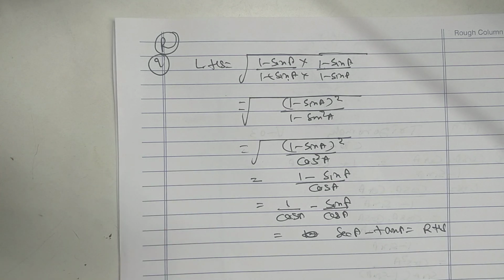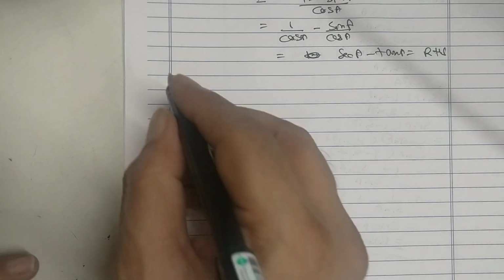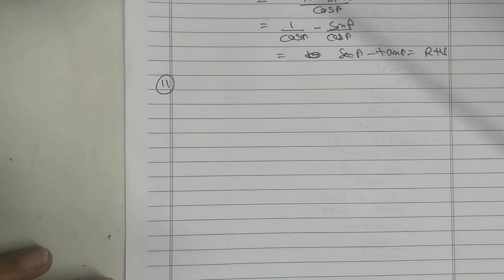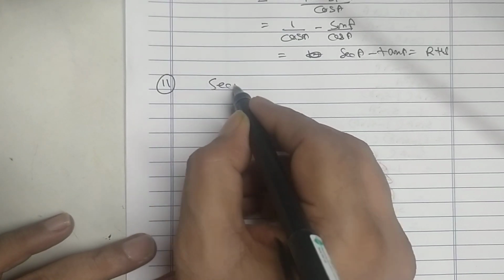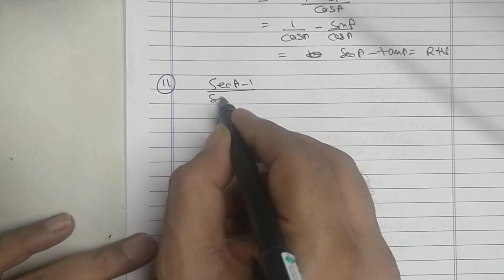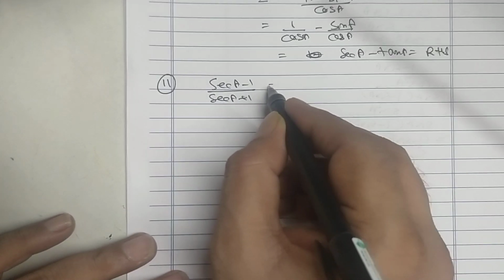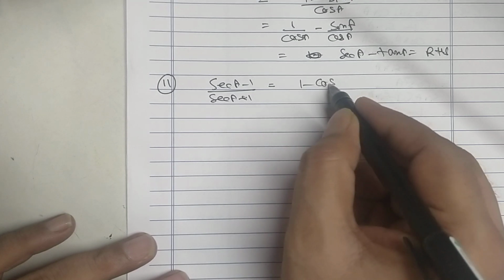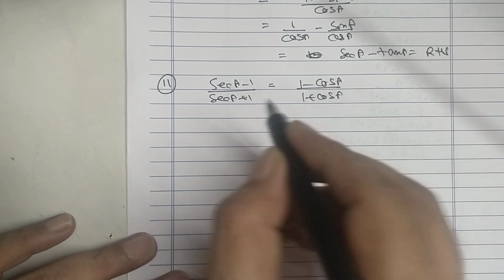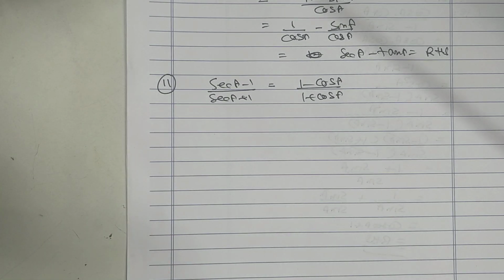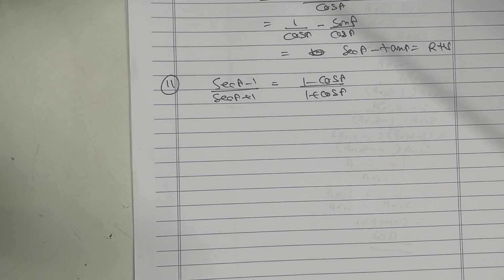Now sum number 11. Sec A minus 1 upon sec A plus 1 equals 1 minus cos A upon 1 plus cos A. You can take LHS also, RHS also, not in this one, this sum. But since we stuck to LHS, we will take LHS.